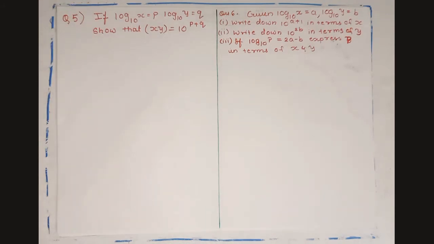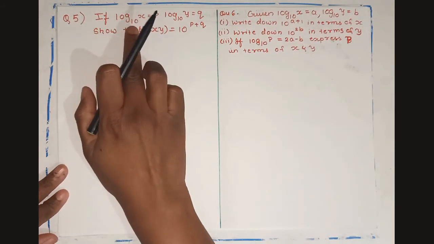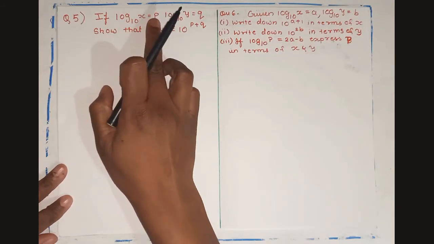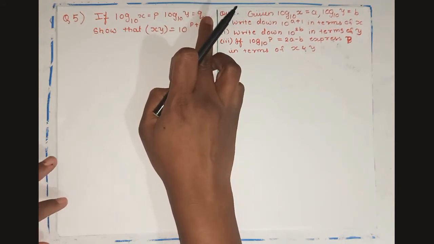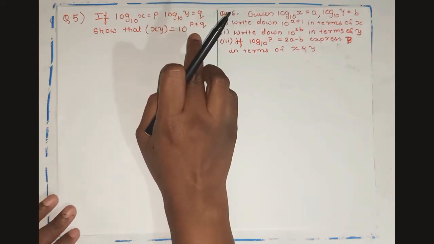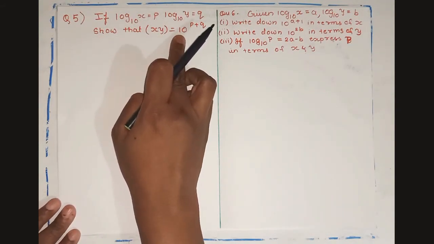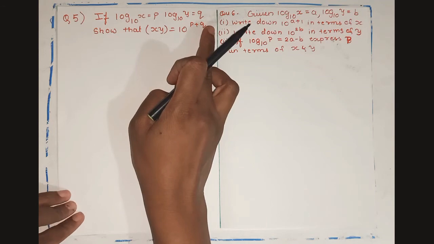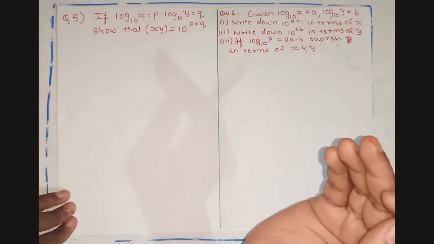Now let's see question number 5 and question number 6. In question number 5, it is given that log of x to the base 10 is equal to p and log of y to the base 10 is equal to q. You have to show that x into y is equal to 10 to the power p plus q. It's a little tricky, but you will get this answer in one or two steps.